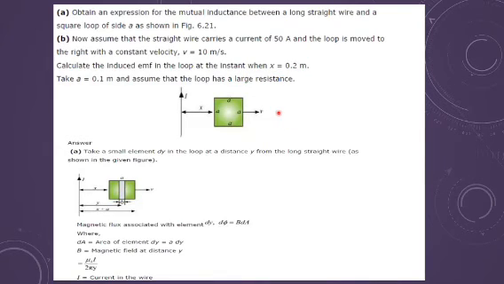So firstly, the question should be clear to all of you. Then only we can go with the solution. For the solution, we are taking in this loop a small element dy, which is at distance y from this straight conductor. This assumption you have to make in the beginning. y is the distance from the straight conductor for the given small element dy.